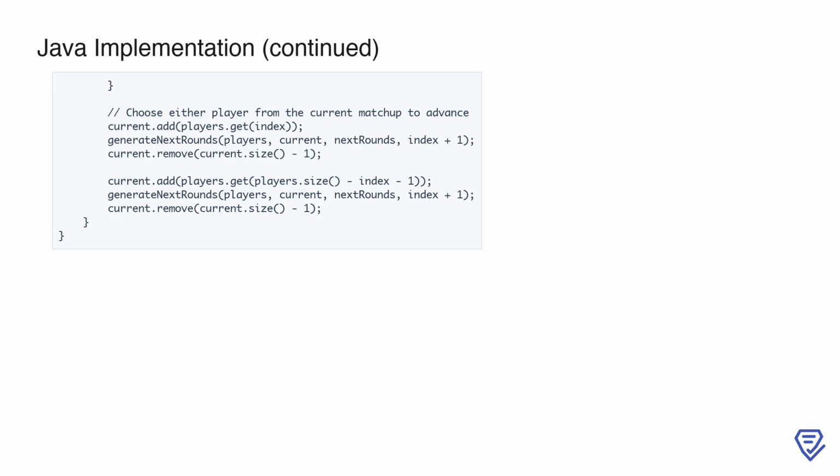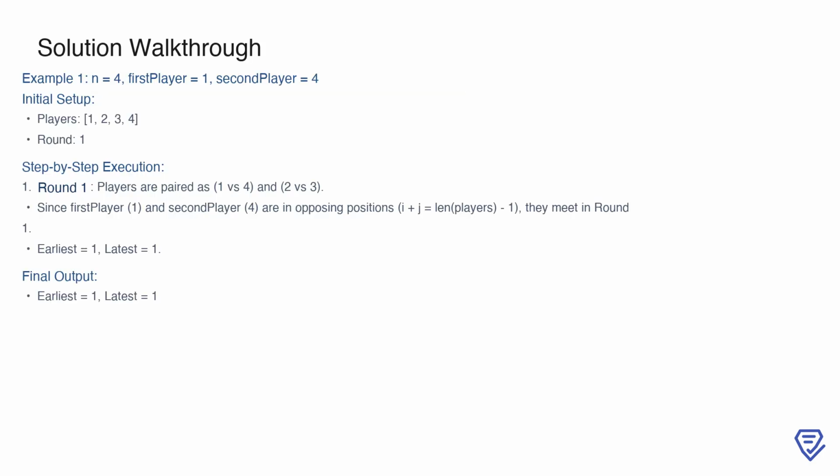In this example, we have 4 players, numbered 1 to 4, and we're tasked with determining the earliest and latest rounds where players 1 and 4 compete. Starting with round 1, the players are paired as 1 versus 4 and 2 versus 3. Notice that the first player, 1, and the second player, 4, are in opposing positions, meaning the sum of their indices equals the total number of players minus 1. Since they meet immediately in this round, the earliest and latest rounds are both 1. The final output is earliest equals 1 and latest equals 1.